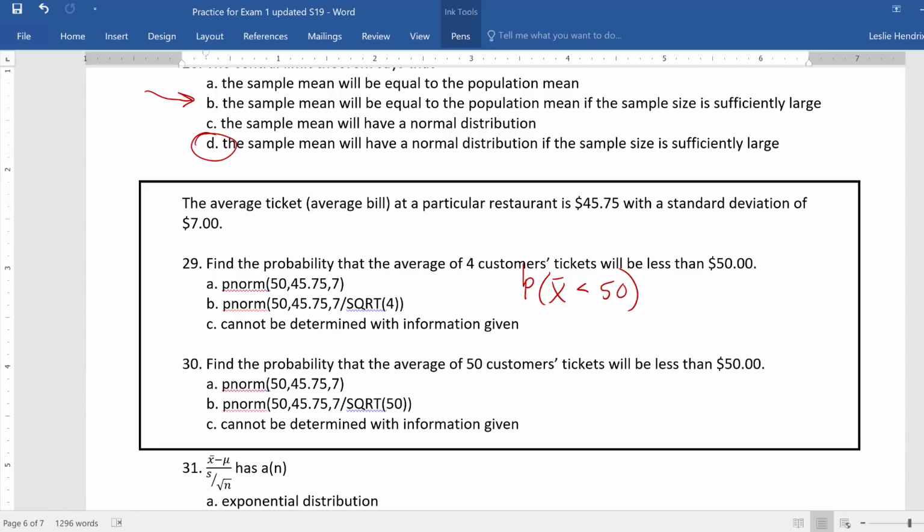Well, the sample mean has a normal distribution under 2 conditions. One is if these receipts, these tickets, have a normal distribution, then you're guaranteed that the sample mean has a normal distribution. Or if you have a large enough sample size, which is generally considered greater than 30 or 40, then your central limit theorem kicks in and gives you a normal distribution. Here, you are not told that these tickets have a normal distribution, and you also only have a sample size of 4, so you can't compute the probability from the information given.